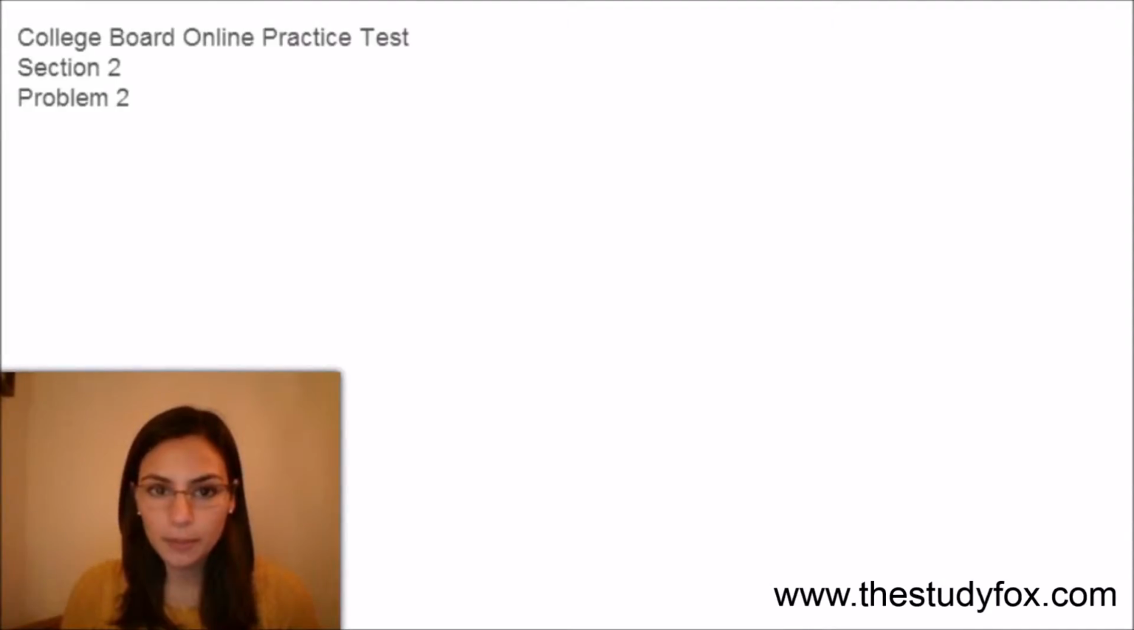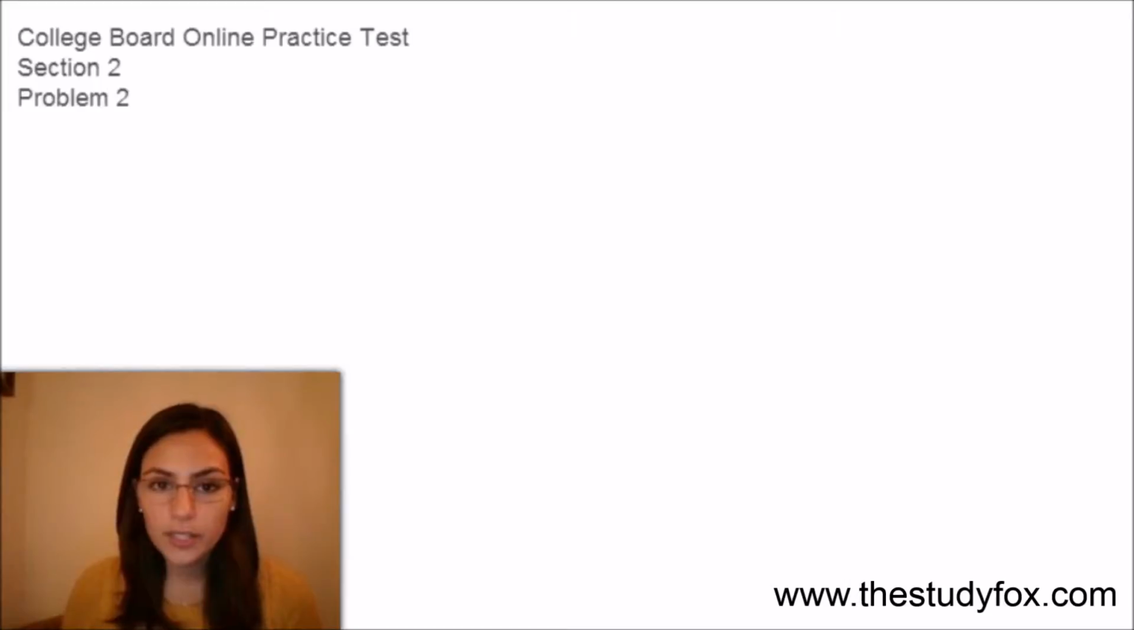We're solving problem number 2 of section 2 of the College Board's online practice test. The problem reads, on a car trip, Sam drove M miles. Kara drove twice as many miles as Sam, and Darren drove 20 fewer miles than Kara. Okay, let's stop there. This is a great problem where we can use our two math pointers.